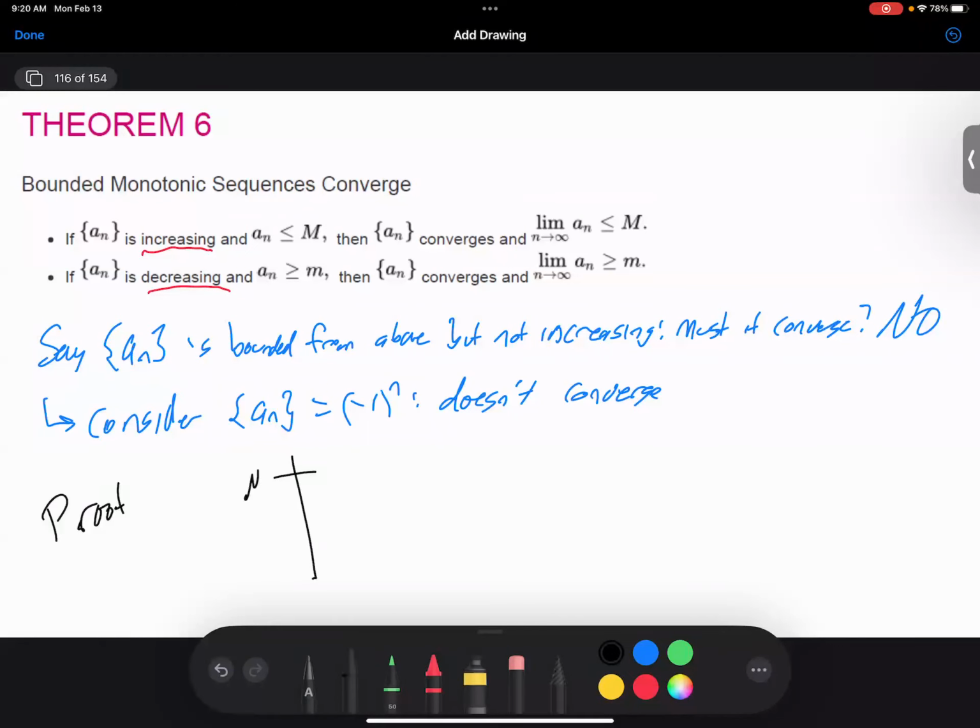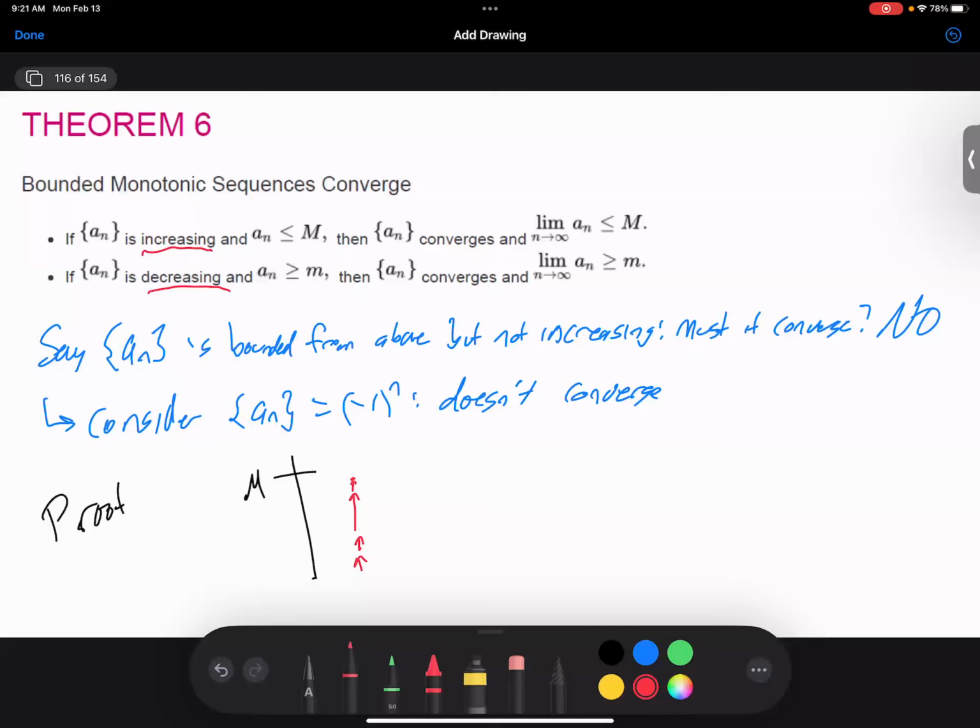So imagine here's M, and here are my sequence points. Maybe here's A1, A2, A3, A4. These things are all moving up like this, and they never get past here. This is a little bit technical to prove. I don't really want to go into all the details, but we know that we never get above M.